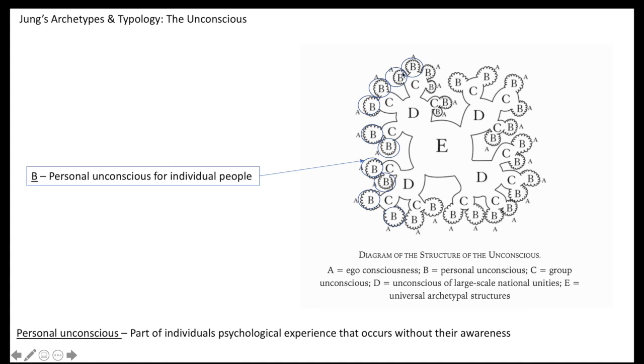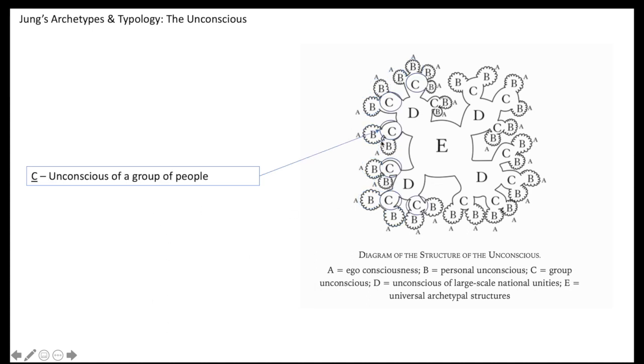Okay, so B would be at the level of the personal unconscious for individual people. All right, so you have an A here for someone's ego, and then you have B corresponding to a personal unconscious. Then at the level of C, we have a couple people getting together and forming a group. So it's like an unconscious of a small or medium-sized group, maybe people you work with, or your family, or a small town.